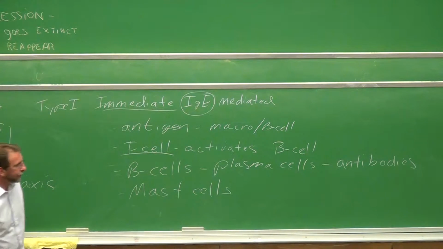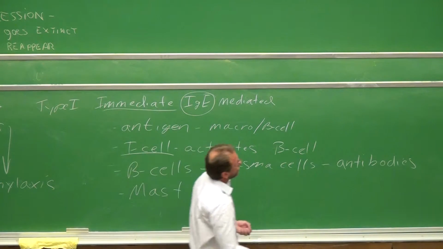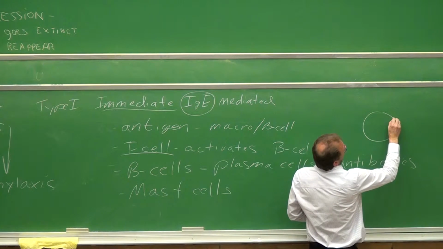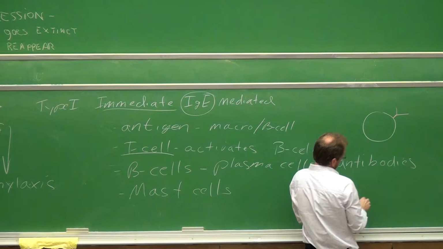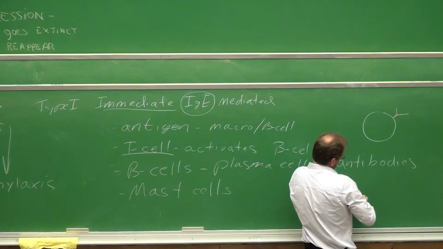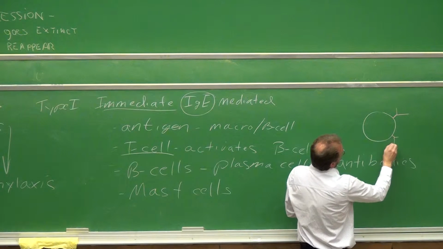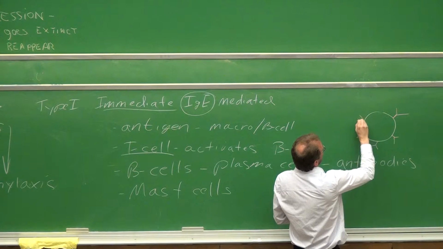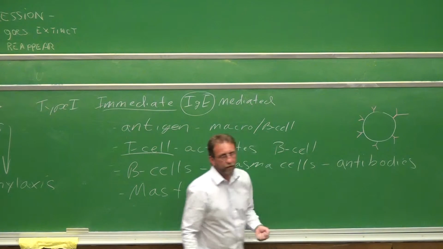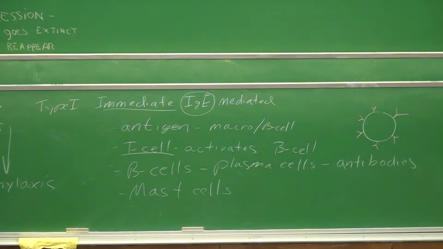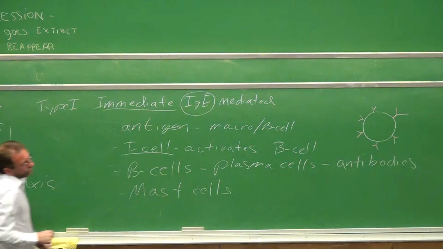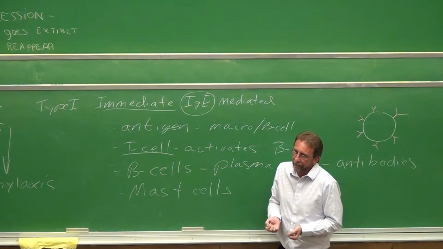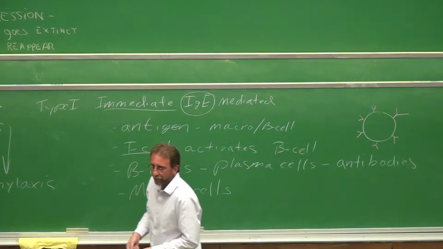And the antibodies bind to these mast cells such that the Fc region of the antibody is bound to the mast cell, and the FAB regions are exposed to the environment, like so. So just the opposite of what you would expect, but not really. Okay, so now what's happened is this mast cell has been sensitized. So we can say the mast cell at this point has been sensitized.